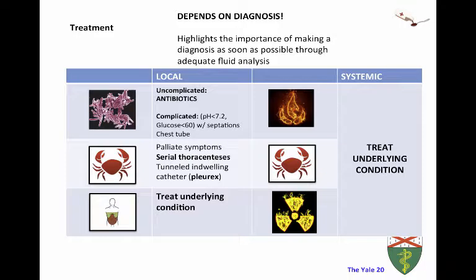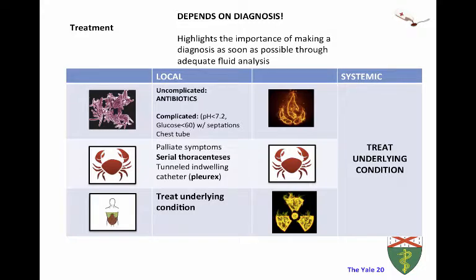Treatment depends on diagnosis. This is where diagnosis is so important because it will guide exactly what you do. So for local exudative effusions, then you think about parapneumonic effusions primarily. If they're uncomplicated, then you can just give IV antibiotics. But if they're complicated, which means that their pH is less than 7.2 or glucose is less than 60, or if they have septations or loculated separations within the collection itself, then you may need to place a chest tube and consult surgery to do that for you.